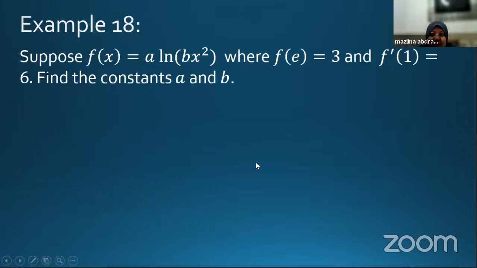Okay, next. Suppose f(x) is equal to a ln (bx square), where f(e) is equal to 3 and f prime(1) is equal to 6. Find the constants a and b.